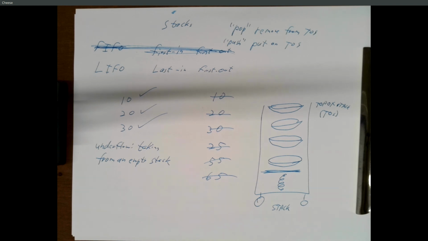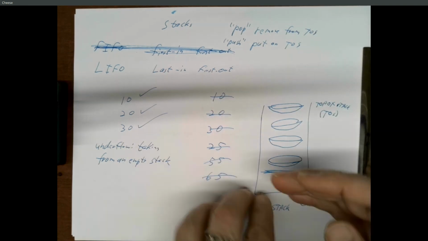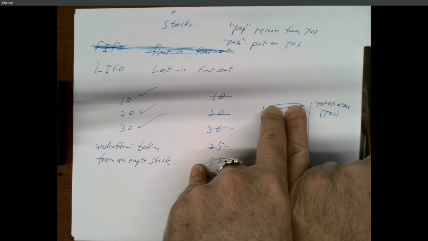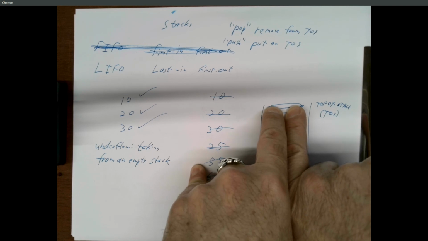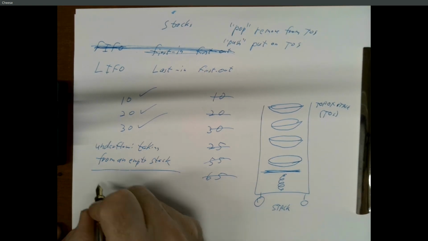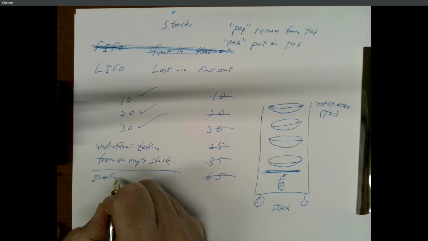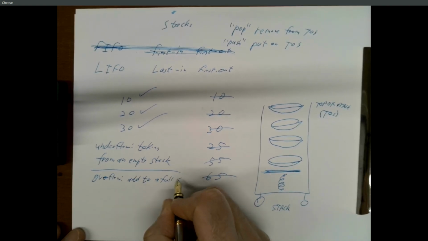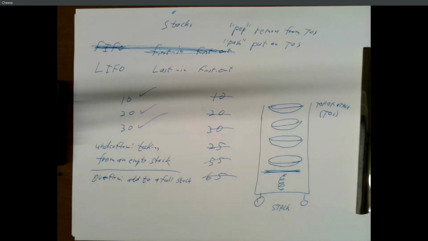The other thing that can happen is you start putting plates on here while this spring gets compressed more and more until there's no more room to compress. The plates are stacked up all the way exactly at the top. And now what happens if someone comes along and tries to put another plate on top? It's going to fall off, right? That's a stack overflow. So an overflow is trying to add to a full stack. So overflow happens when you try to do too many pushes. Underflow happens when you try to do too many pops.